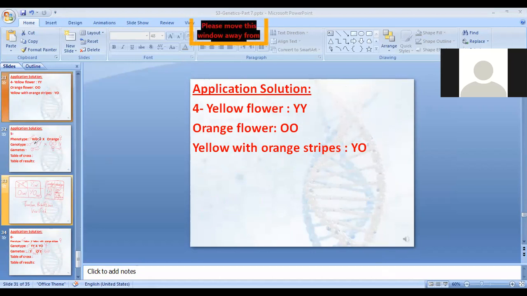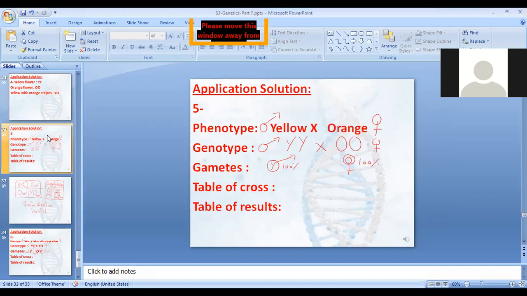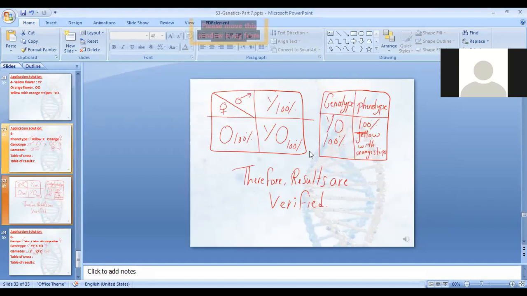Here, continue with part number 5. Part number 5 is talking about performing the factorial analysis to verify the results. Yellow with orange: the yellow genotype YY with orange OO, both of them should be capitalized. So Y 100%, O 100%. In the table of cross, we have Y 100% and O 100%, so YO 100%. So 100% flowers with yellow with orange stripes. Therefore, the results are verified.